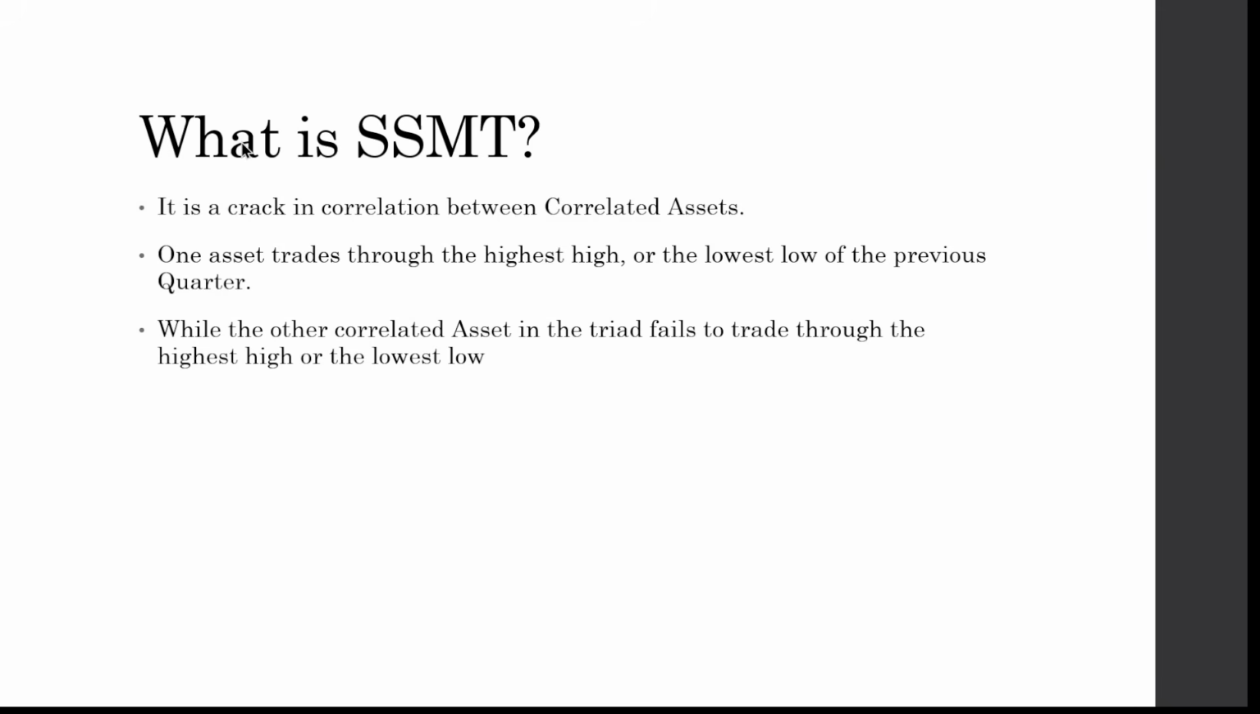All right, so what is sequential SMT or SSMT? It is a crack in correlation between correlated assets, where one asset trades through the highest high or the lowest low of the previous quarter, while the other correlated asset in the triad fails to trade through the highest high or the lowest low.